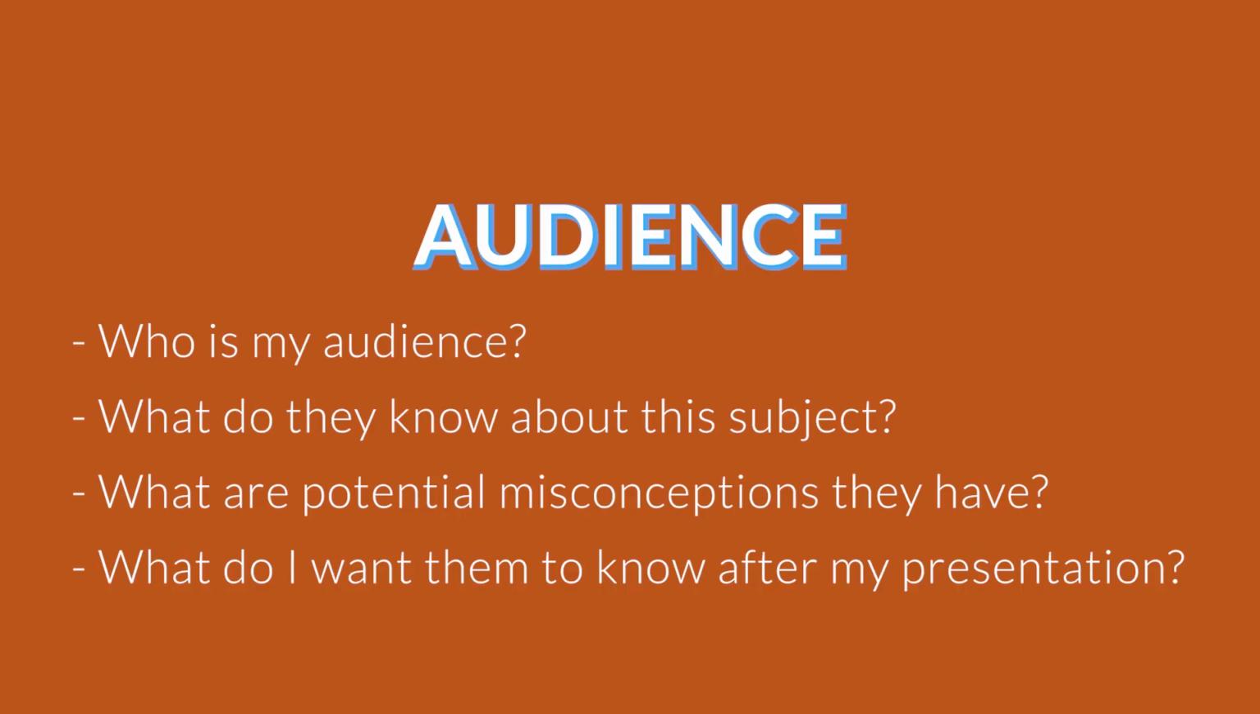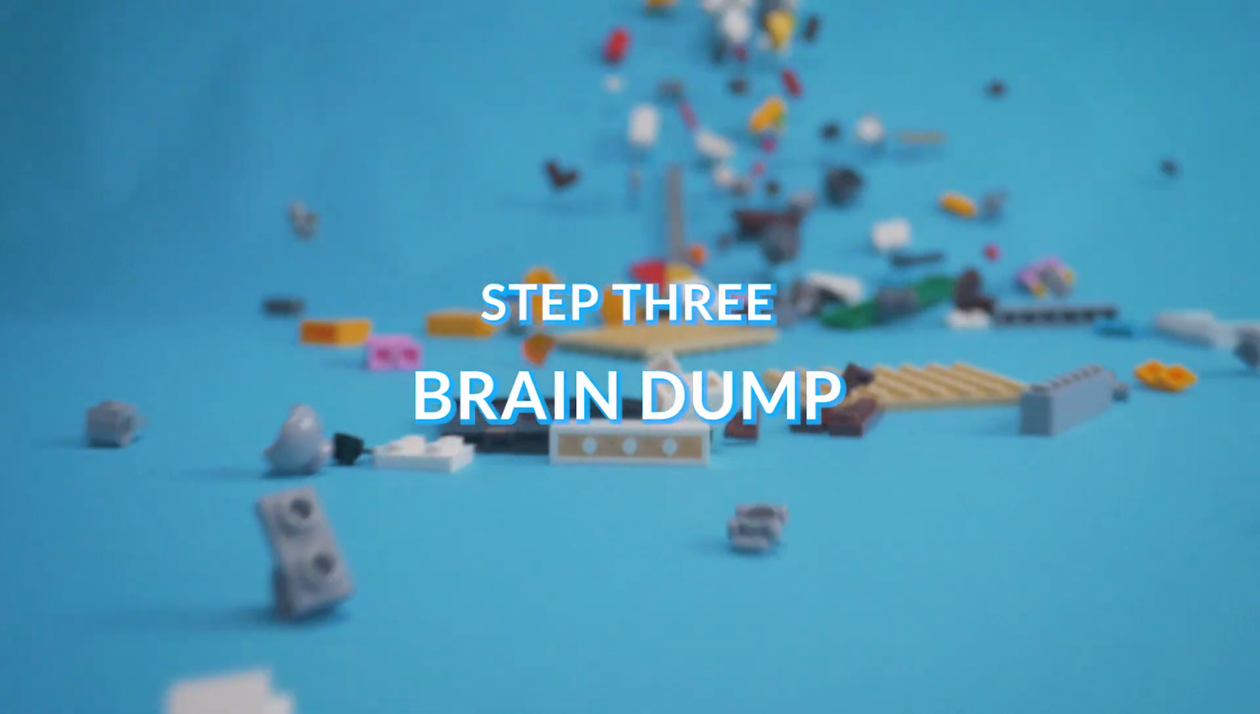So as you're starting to think about your audience, ask yourself these questions. Who is my audience? What does my audience currently know about this subject? What are potential misconceptions they have? What do I want them to know after I present to them? So by understanding where our audience is starting, we know where our point A is. And by knowing where our goal is, we've identified our point Z. But how do we begin to bring our audience from point A to point Z? Step 3, brain dump.